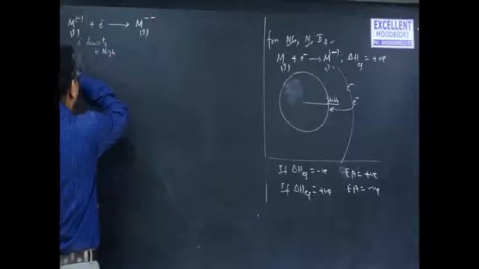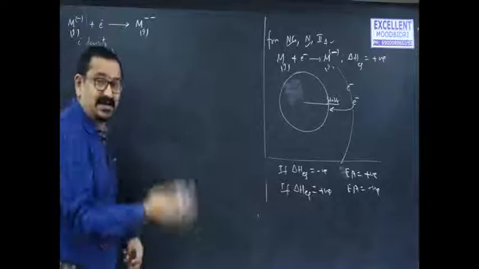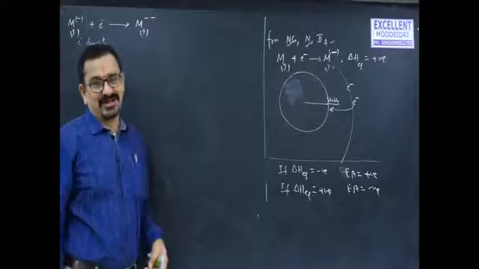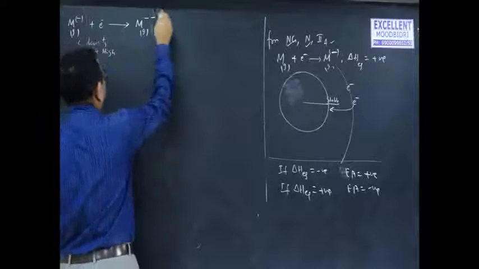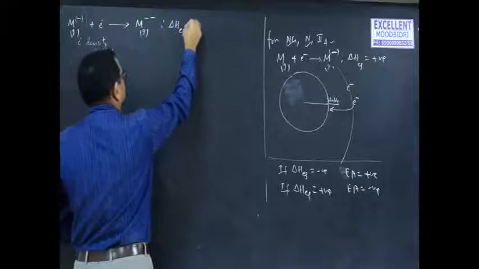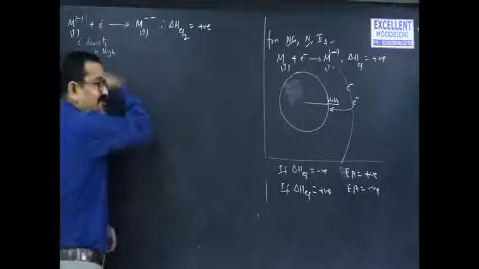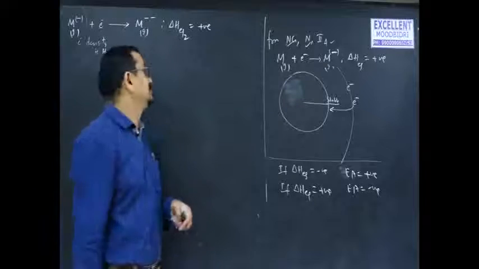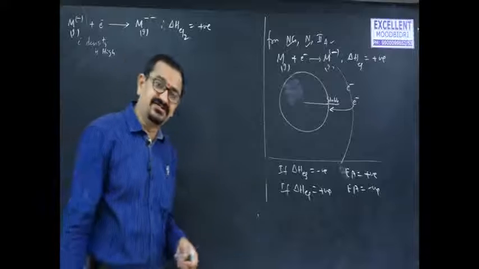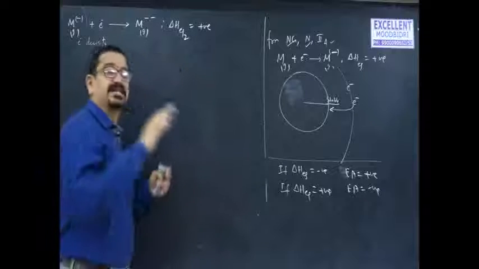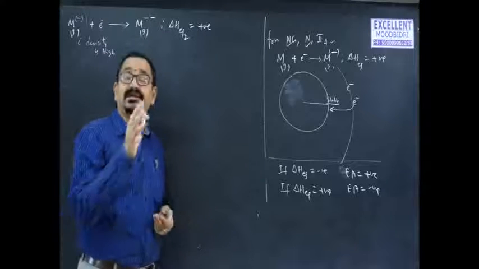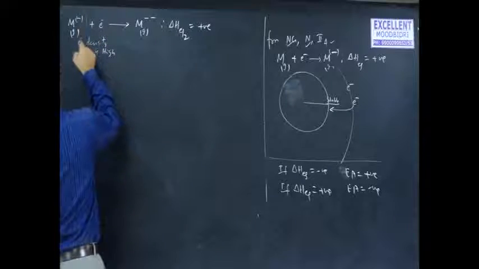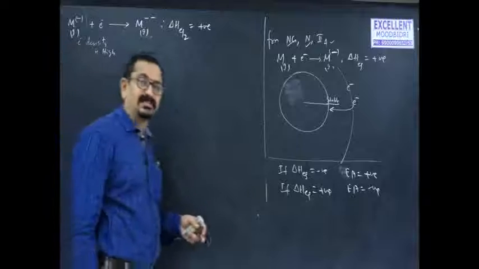Instead of releasing energy, the ion has to absorb energy for the electron to get added. That is why the energy change for addition of a second electron to a uni-negative ion is always positive. It is called the second electron affinity. What is the definition of second electron affinity? Energy change accompanied during addition of an electron to a uni-negative ion is called second electron affinity.